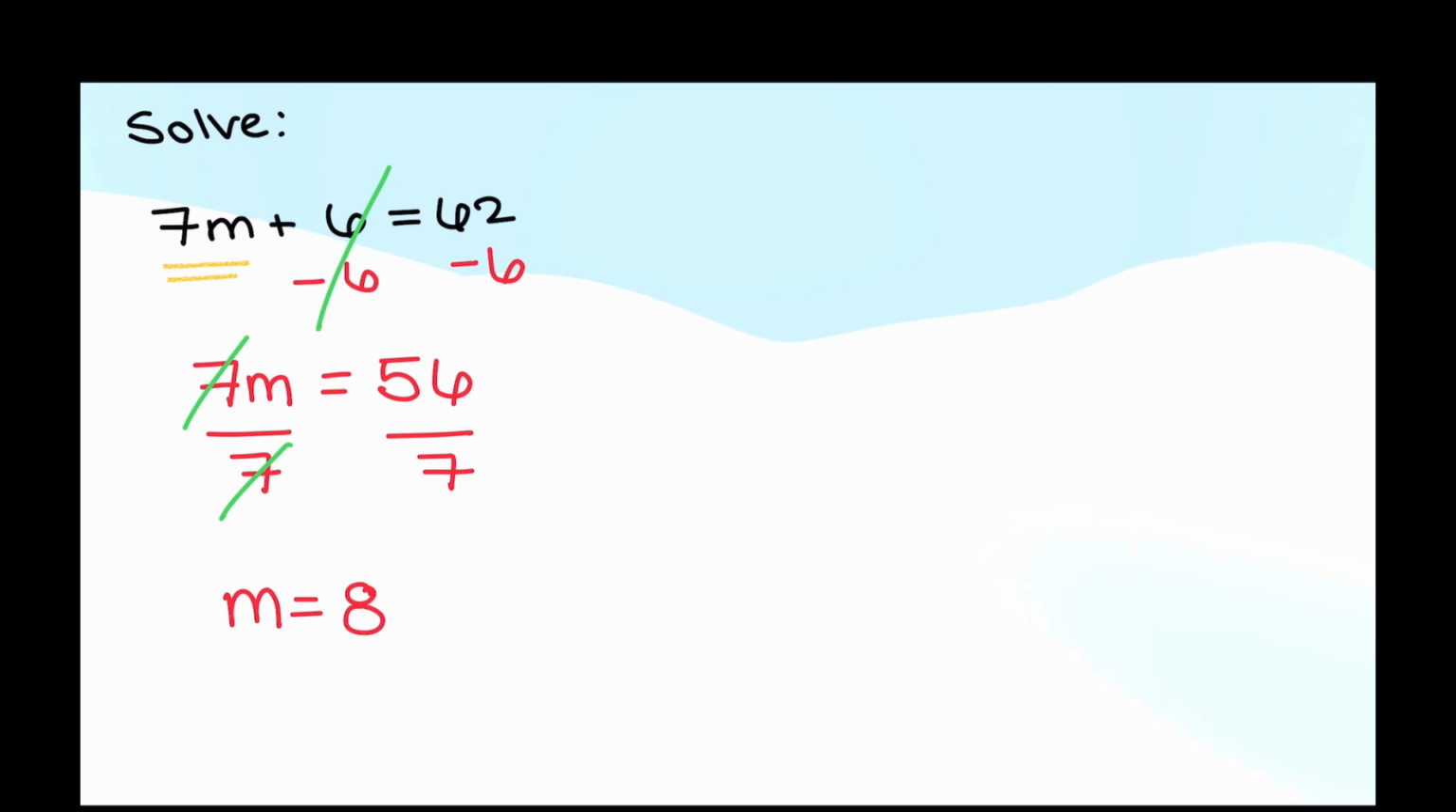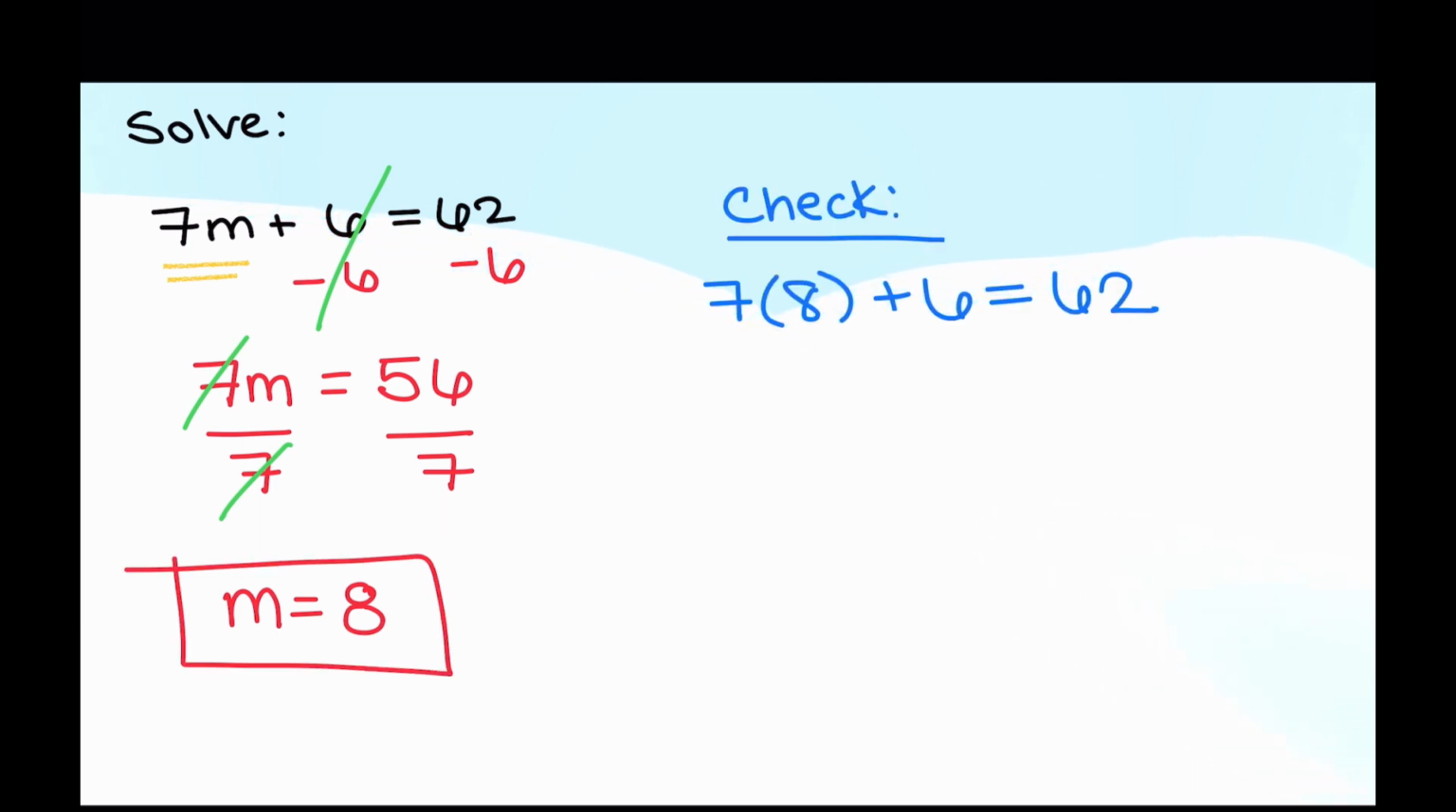Now when we're solving linear equations, we can always check our answer by taking our solution, in this case 8, and plugging it in for our variable in the original equation. So to check, I can solve the problem 7 times 8 plus 6. And that should equal 62. If it doesn't, then it means I made a mistake somewhere. 7 times 8 is 56. 56 plus 6 is 62. That does work out, and so my solution checks.